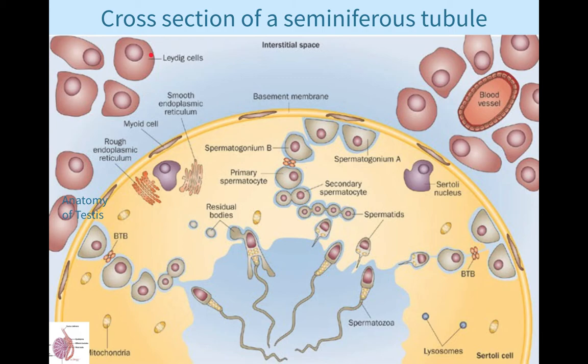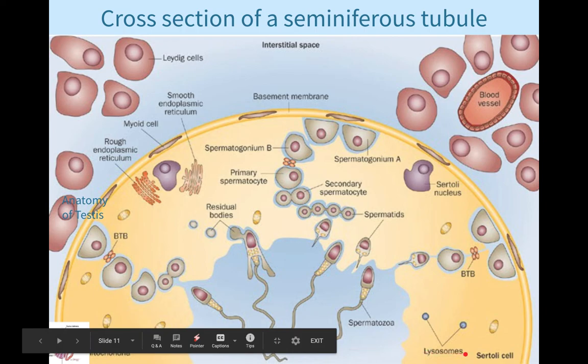A lot of this you don't need to know, most of it. So only what I point out, the rest of it you can cross out. So Leydig cells, and these are also called interstitial cells. So you need to know both names, please. Don't worry about the basement membrane. Don't worry about the myoid cell or the rough ER, or the residual bodies, or the BTB, or the mitochondria, the lysosomes. Sertoli cells we'll look at here, the BTB here as well, no worries about it, all right?